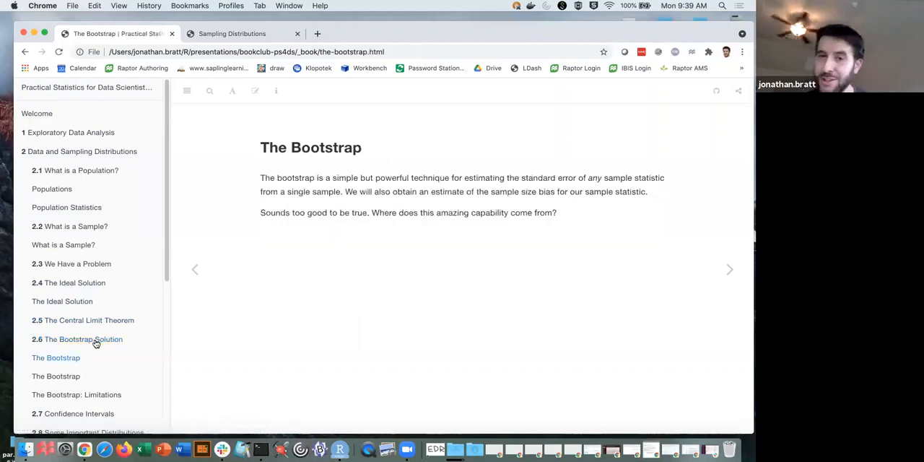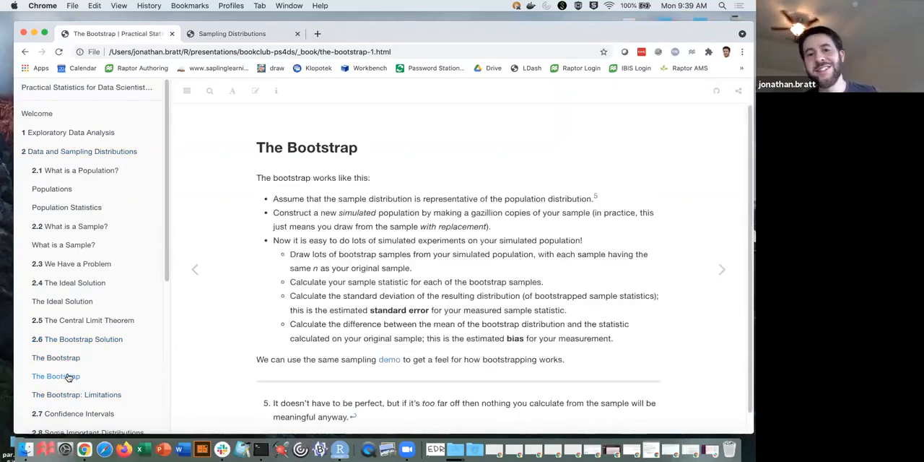It might feel a little magical when you first hear it. It's a simple but powerful technique for estimating the standard error of any sample statistic from a single sample. You can also, given some mild assumptions, obtain an estimate of the sample size bias for your statistic from a single sample, which, wow, we didn't even get from doing 1,000,000 samples. Am I trying to sell you something?